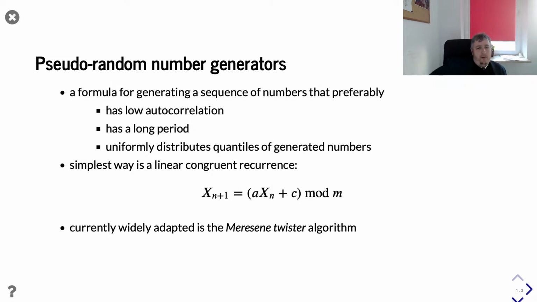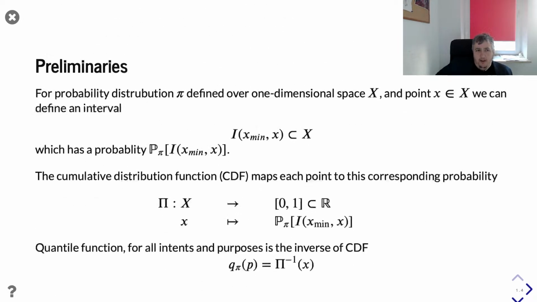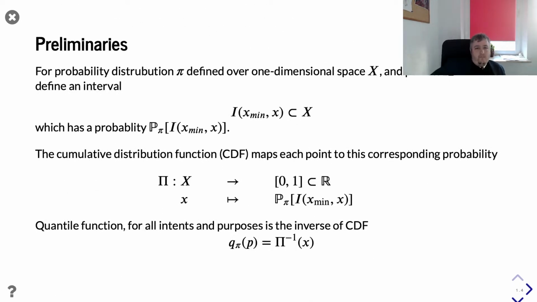However, currently widely adopted is the so-called Mersenne Twister algorithm. That is a much more advanced method of generating random numbers, and we will not be discussing it too much. However, you can find a lot of information about it. Mersenne Twister is at the moment not the most advanced random number generator, but it's widely used and implemented in most of the probability libraries.